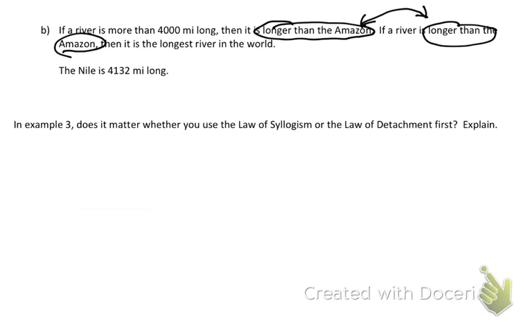Now they're telling us that the Nile is 4,132 miles long. What can I immediately say after that? Let people think about it. Joseph. Then it is the longest river in the world. So the Nile is 4,132 miles. It's definitely longer than 4,000, which means it's longer than the Amazon. Longer than the Amazon means it's the longest river in the world. So the Nile is the longest river in the world.